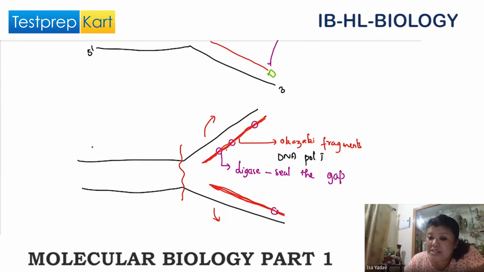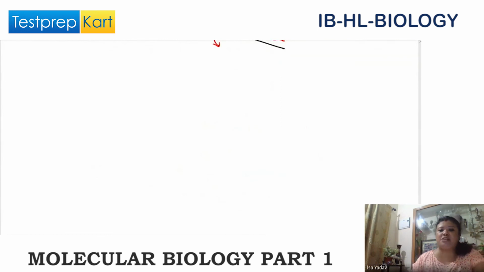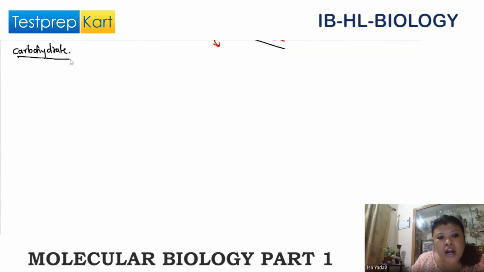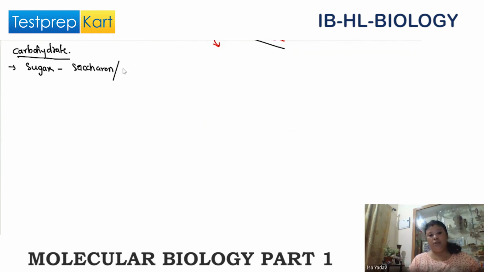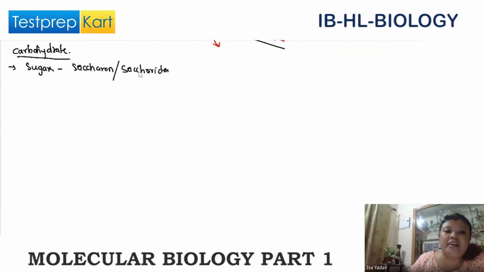So we need to know what is carbohydrate first of all. Let's see here. Carbohydrates are sugars. They are called saccharon or saccharides. Carbohydrates are the important source of energy in our body.